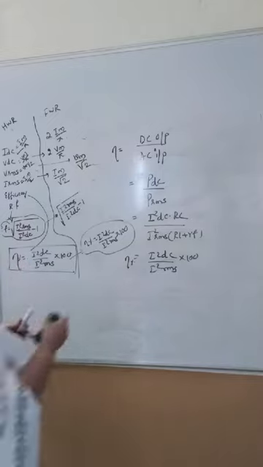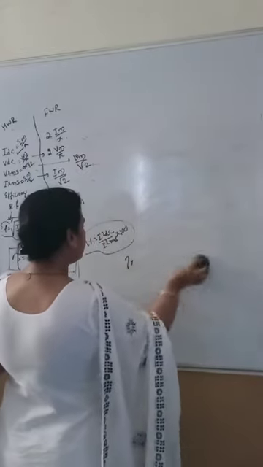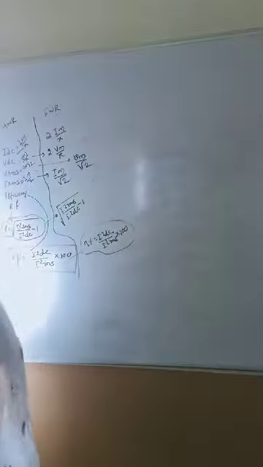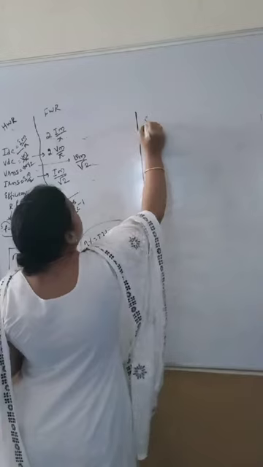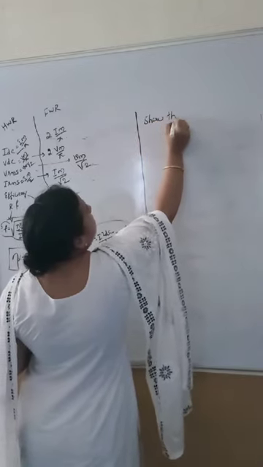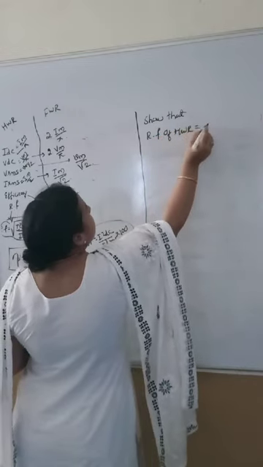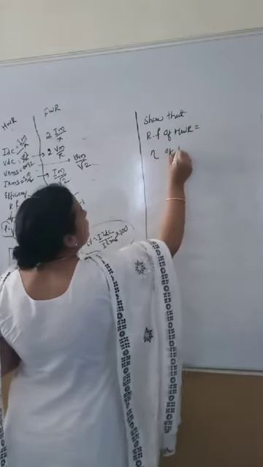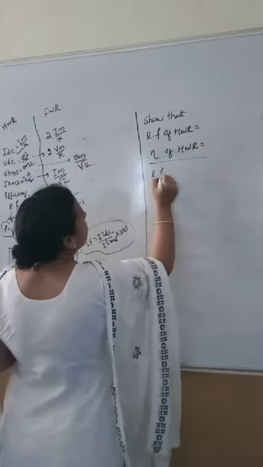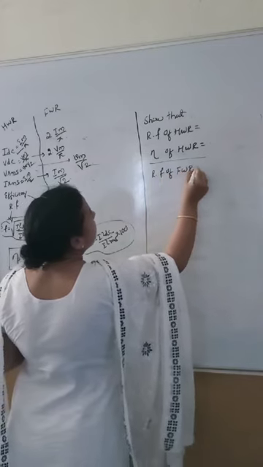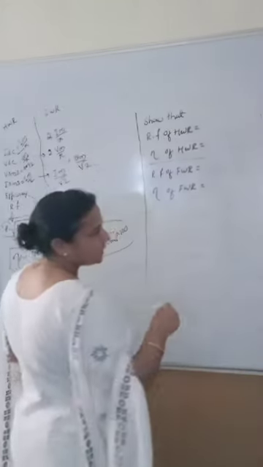Now one more very important question which you can expect 100%: they will ask you to show that the ripple factor of a half wave rectifier is so much and the efficiency of a half wave rectifier is so much, or show that the ripple factor of a full wave rectifier is so much, efficiency of a full wave rectifier is so much. They will give you a value.